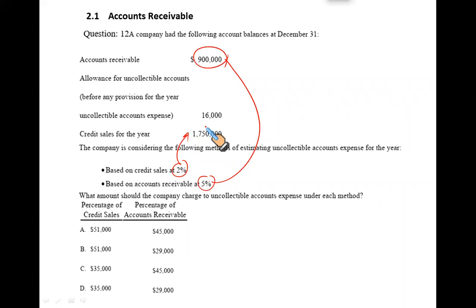1,750,000. Waleed, nah, don't jump, my brother. Don't, please. Let me show you how. This is how your examiner plays with you. Don't let him play with you. You should play with him.